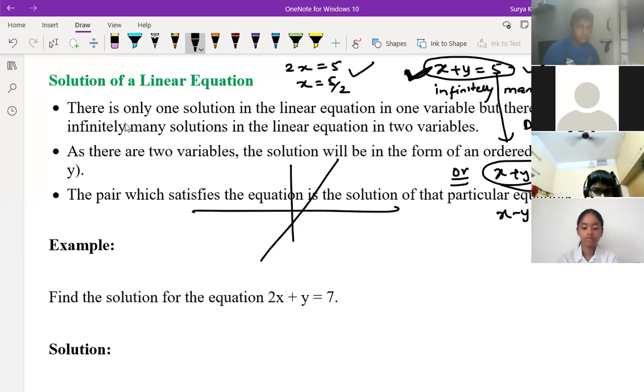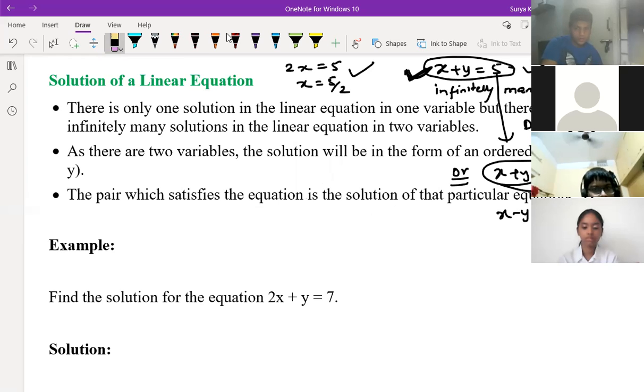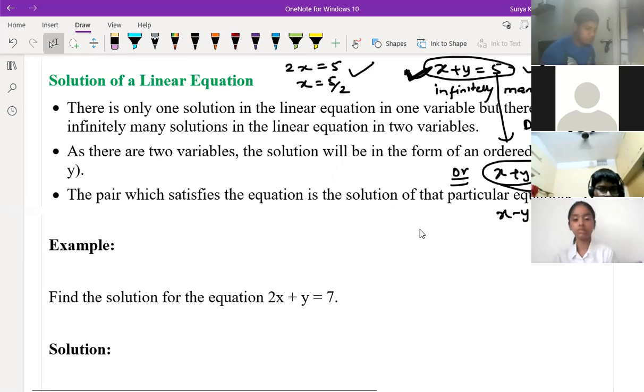Sir, on number line or graph? Graph, not number line, graph. Sir, I didn't understand how to draw a line, how to draw for x plus y is equal to 5. Okay, I'll just tell you right now, children. Wait for a minute. I'll tell you how to draw the graph.